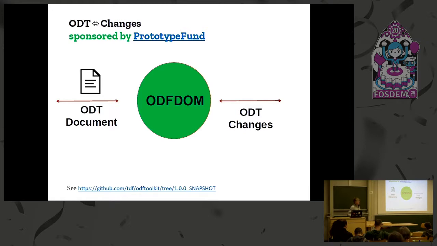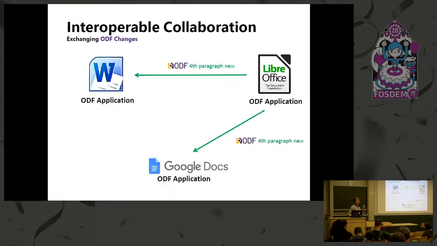So in the end, I would love to standardize even the changes. So not only the full zip repository is being changed, but there's some ODF change. And you see, it doesn't matter how we serialize it.